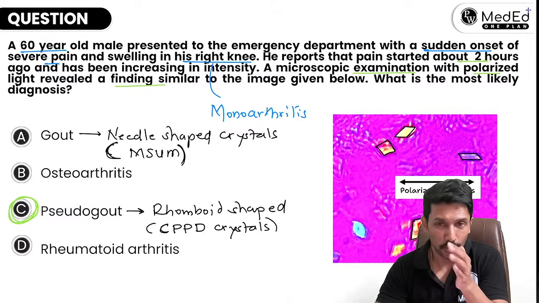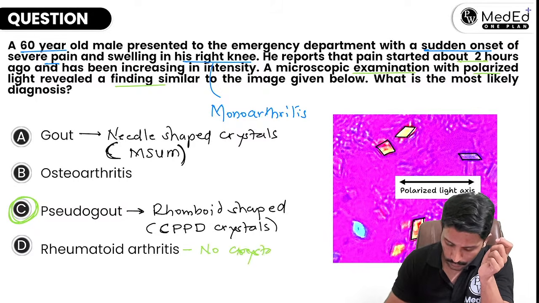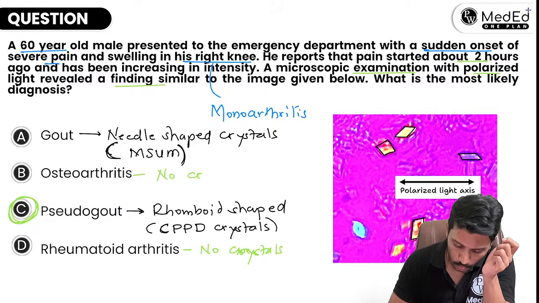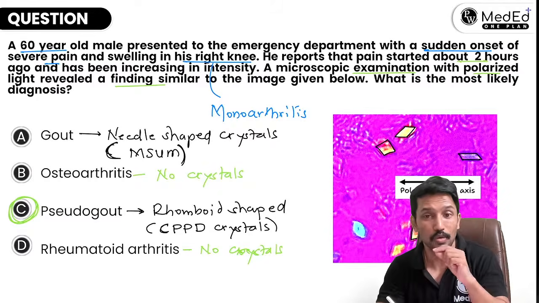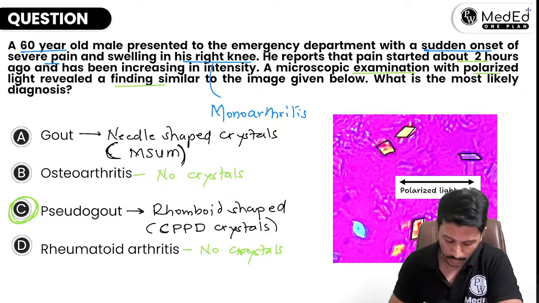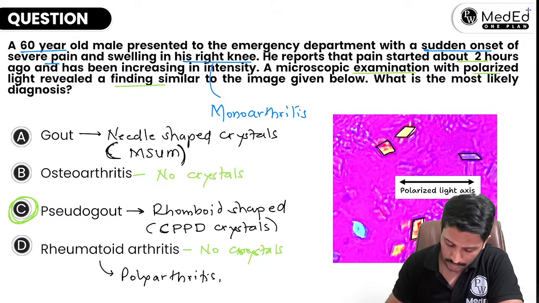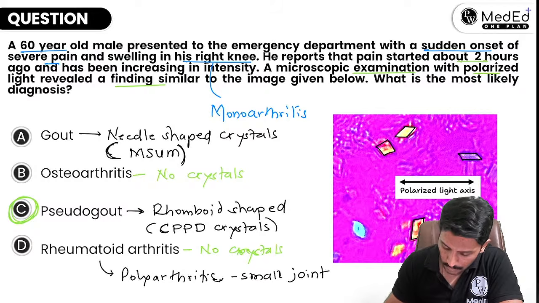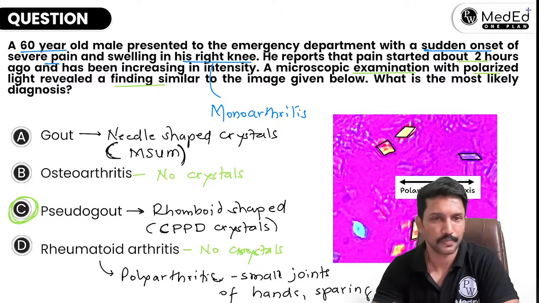In rheumatoid arthritis, the synovial fluid might show inflammatory cells but not the crystals. In rheumatoid arthritis, no crystals. In osteoarthritis also, there will be no crystals. Second reason why I'm not considering rheumatoid arthritis as a diagnosis, rheumatoid arthritis generally tends to cause polyarthritis, that too of small joints. So rheumatoid arthritis is a polyarthritis disorder where you will have bilaterally symmetric polyarthritis predominantly affecting small joints of hands, and characteristically sparing which joints? Usually rheumatoid arthritis spares distal interphalangeal joints.